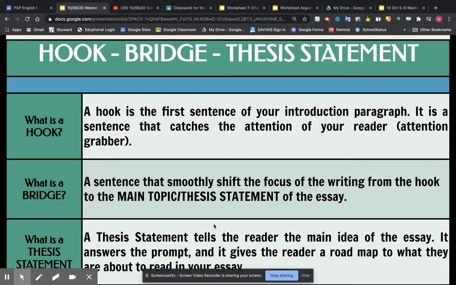Okay, so go ahead and finish your second body paragraph if you haven't done so, and then you can come back and go over the video with looking at introductions and conclusions. So you can pause your video and finish your second body paragraph.